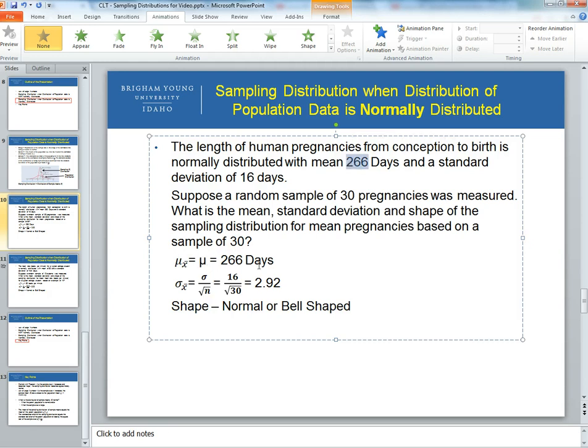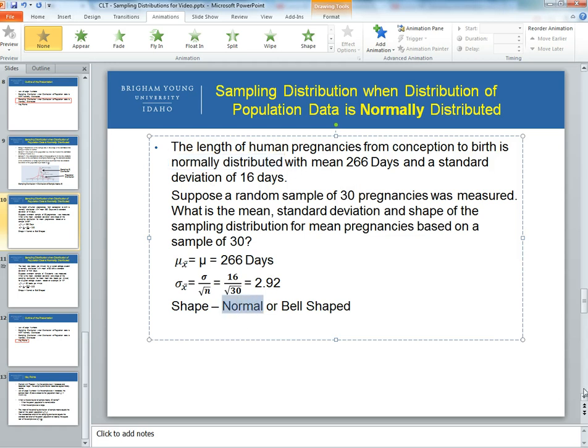is 266 days. The standard deviation of the sampling distribution is the standard deviation of the original population divided by the square root of our sample size. So 16 divided by the square root of 30, and we get a standard deviation of 2.92. The shape of the distribution: we have perhaps a large sample size, but even more so since the original distribution is normally distributed by default, the shape of the sampling distribution will also be normal.